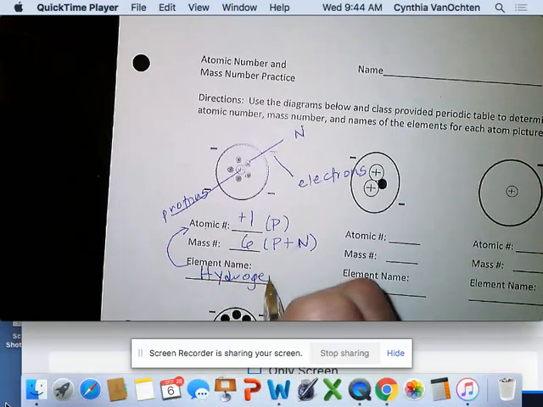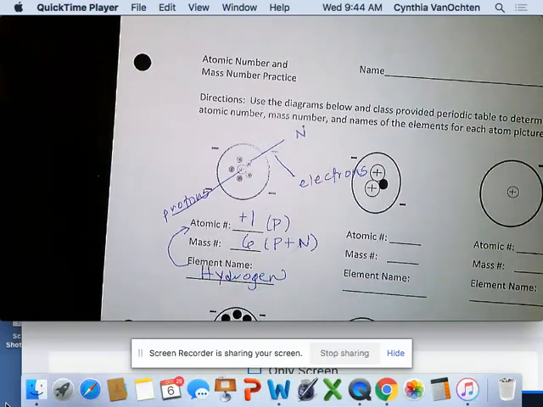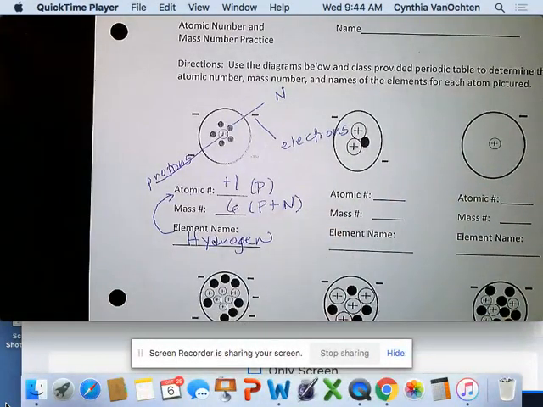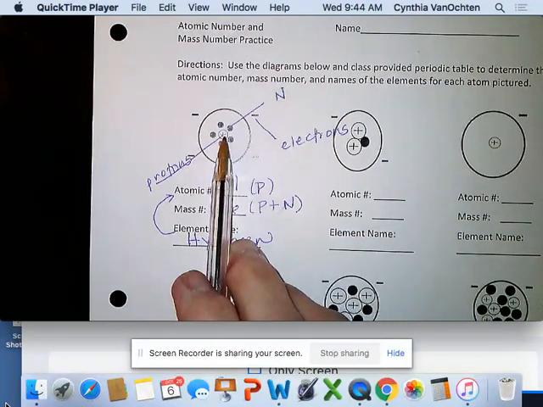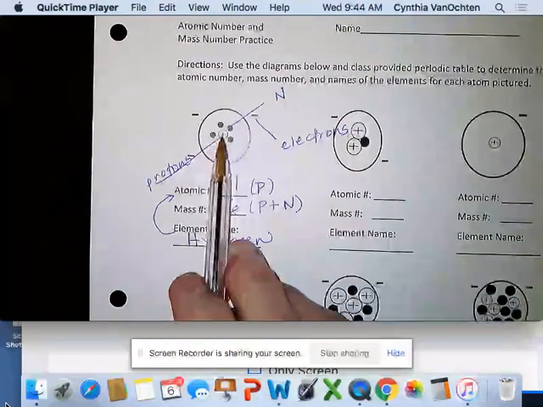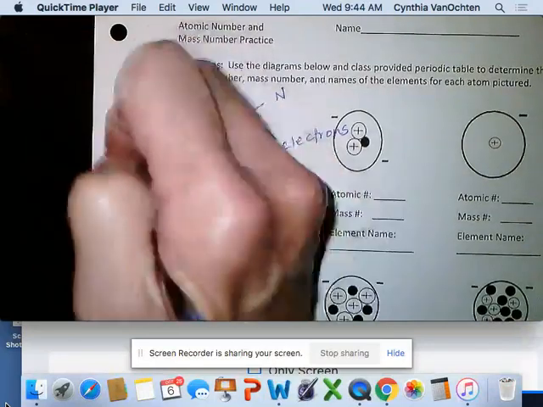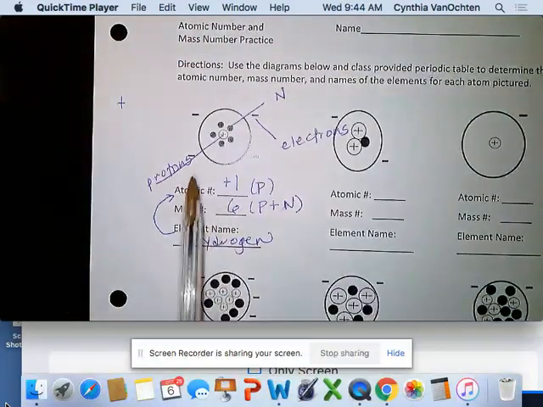Okay, now I want to go through a couple things with you just real quickly that we haven't done yet. Typically, I tell you, assume that the protons and electrons are equal and the atom's neutral. Occasionally, they're not going to be. So, Keegan, how many protons do we have in this diagram? Nope, the positives. 1. And then, Keegan, how many electrons? How many negatives?